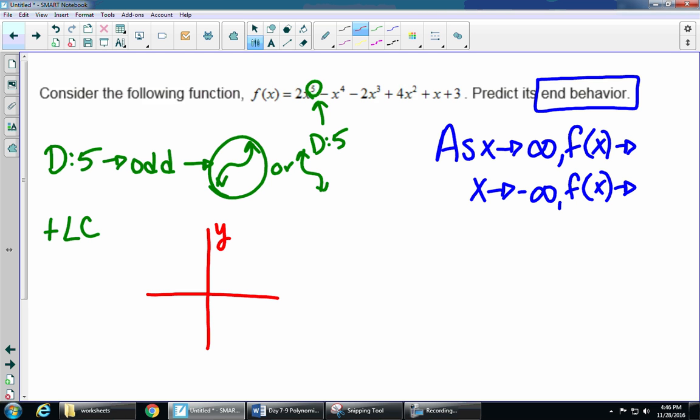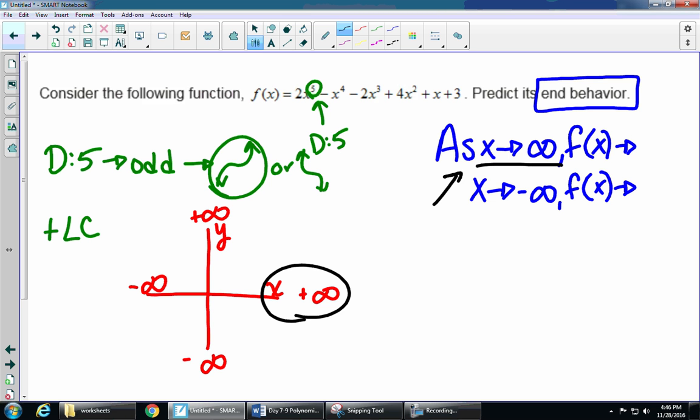So I have my x and my y, my positive infinities, and my negative infinities. Remember, as x goes to infinity, this is going to be my right arrow, because this is the right side. Going back to my sketch, my right arrow is pointing up towards positive infinity. So that's what gets filled in there.